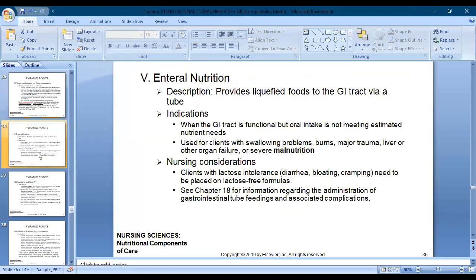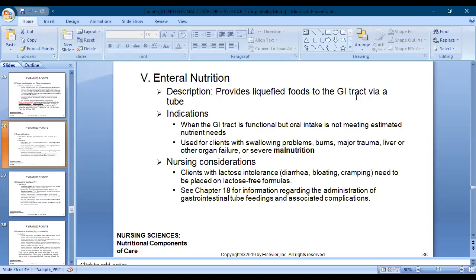Enteral nutrition, they said, provides liquefied food to the GI tract via a tube. Sometimes some of the patients are not able to take food by mouth. At this time we have to give them a Ryle's tube for the feeding, right? Ryle's tube for the feeding. This is called enteral nutrition.